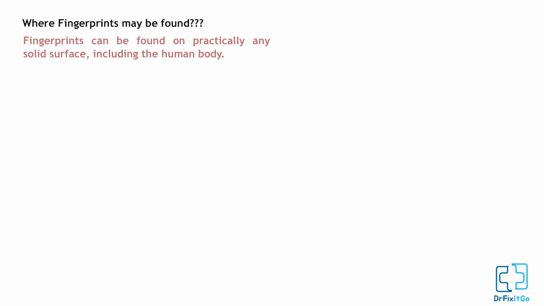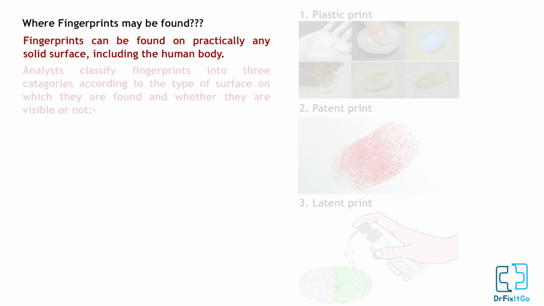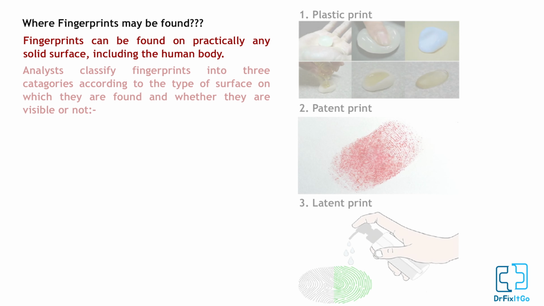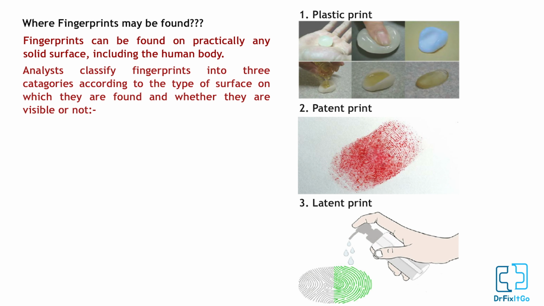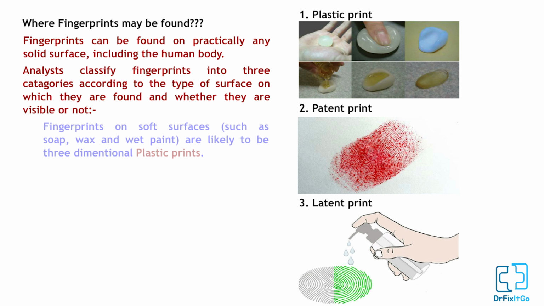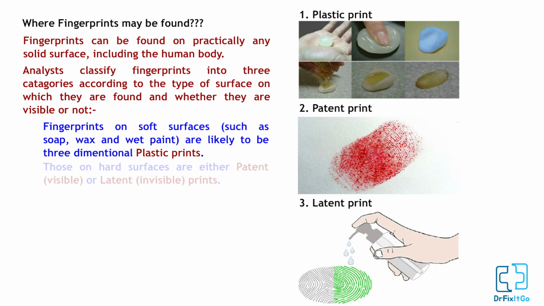Where fingerprints may be found. Fingerprints can be found on practically any solid surface, including the human body. Analysts classify fingerprints into three categories according to the type of surface on which they are found and whether they are visible or not. Fingerprints on soft surfaces such as soap, wax, or wet paint are likely to be three-dimensional plastic prints. Those on hard surfaces are either patent, that is visible, or latent, that is invisible prints.